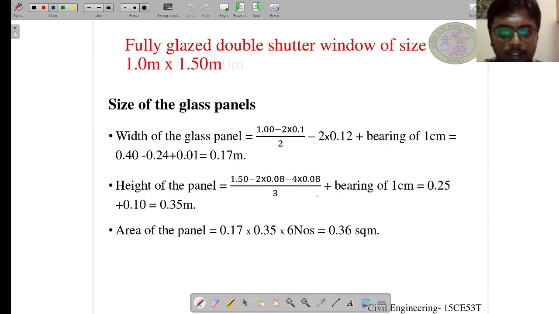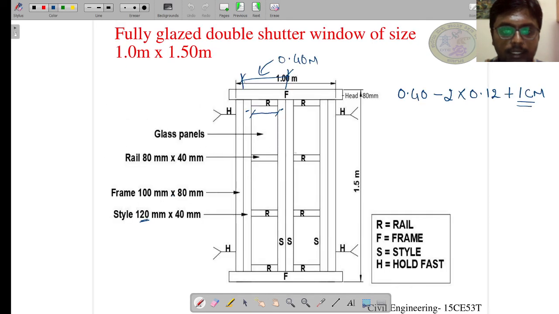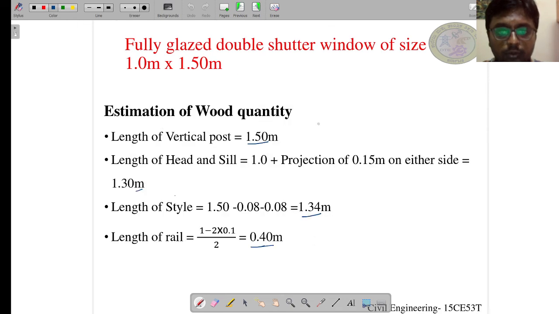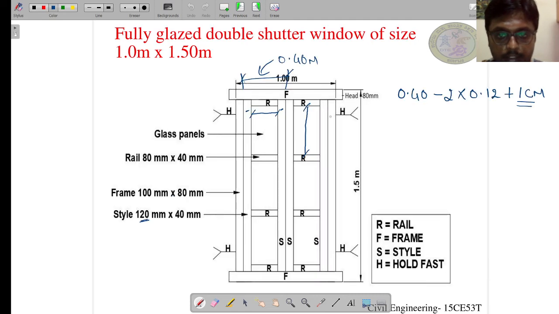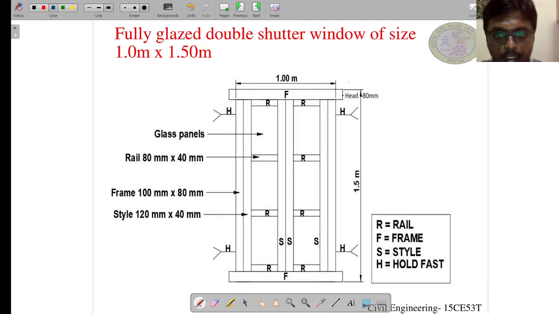So if you calculate this, this is 0.45 minus 2 into 0.1 plus 1 centimeter bearing. So this will become 0.17 meter. And also let us calculate the height of the panel. So how to calculate the height of the panel? So next, let us calculate the height of the panel.